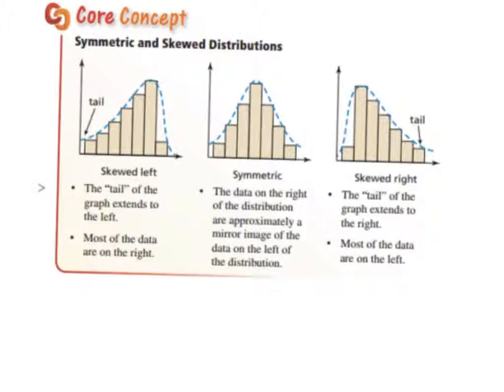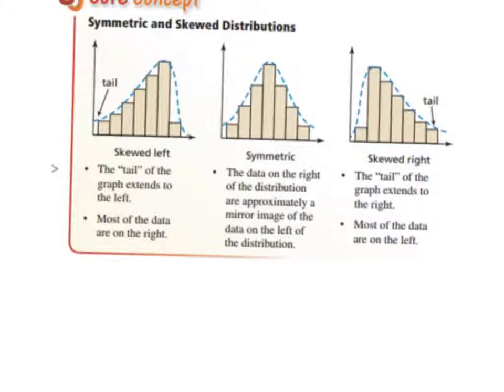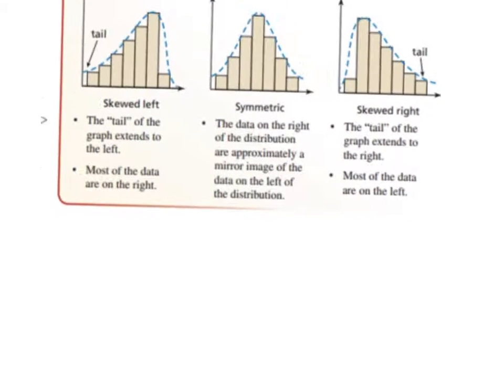We call that end the tail. Pretty straightforward, I hope, right? So here, the tail of the graph extends to the left, and here it extends to the right. Most of our data is to the left while the tail is to the right, and most of our data is to the right while the tail is to the left. Do we have questions? Pretty straightforward, I hope.